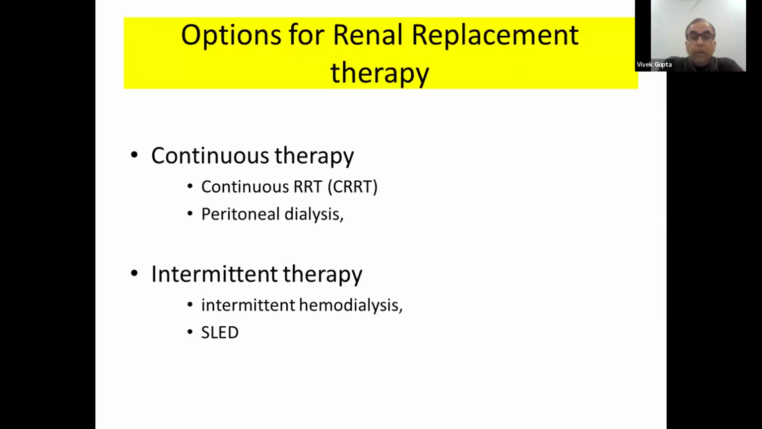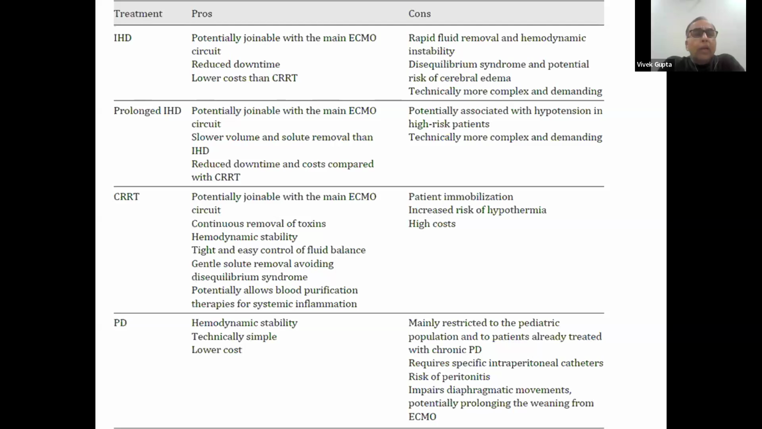What options do we have to do renal replacement therapy? It can be continuous. By definition, continuous means the renal replacement therapy is going beyond 24 hours. So it can be a CRRT, meaning extracorporeal circuits, and there can be peritoneal dialysis, which can also go beyond 24 hours. Moreover, we can do intermittent hemodialysis, usually not a preferred one during ECMO. Blood sled can be used judiciously because this leads to lesser hemodynamic stability.